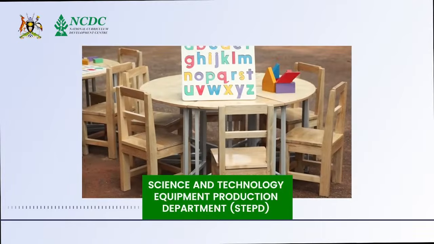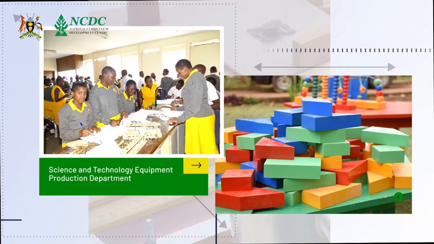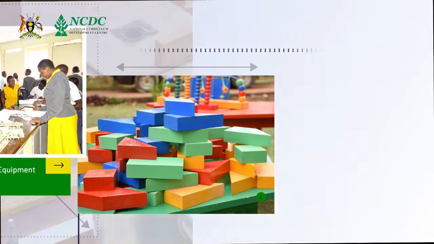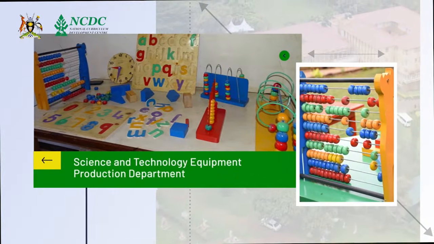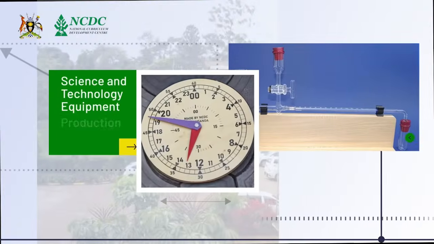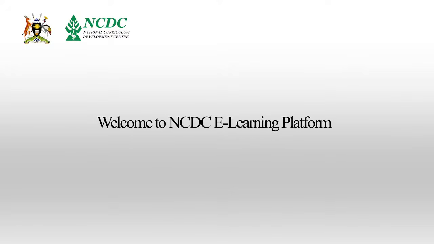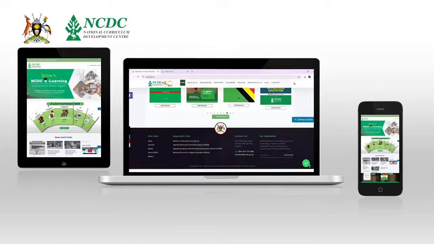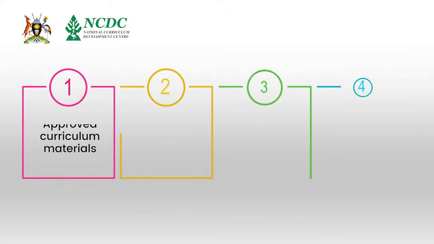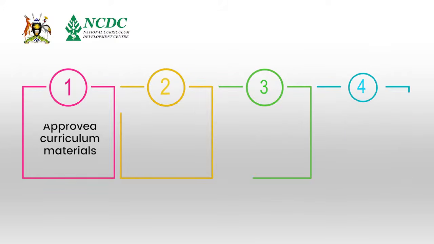Did you know that some of the science equipment used in Ugandan schools is designed and produced right here at the National Curriculum Development Center, NCDC? We strengthen the practical teaching of science and technology across Uganda's education system by designing and producing local science and technology equipment using local materials. Welcome to the National Curriculum Development Center e-learning center platform, your digital gateway to curriculum resources and support. This platform provides access to approved curriculum materials, digital content, teacher support resources, and guidance on curriculum implementation, all in one place.